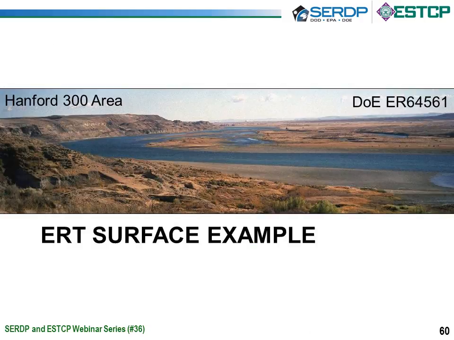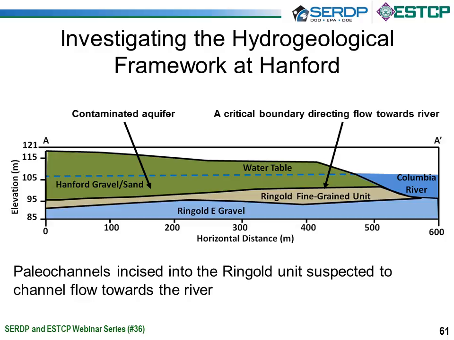So next I'm going to talk about 3 contaminated sites where ERT was used. First I'm going to talk about a surface example and then go to 2 borehole examples. So first I'm going to talk about the Hanford 300 site in Washington State. It was contaminated with uranium from the storage of spent nuclear waste up until about 1987. Previous studies have shown that this contact between the permeable Hanford formation and this relatively impermeable Ringold formation is a critical hydrogeologic unit which controls flow and transport of uranium from the site to the Columbia River.